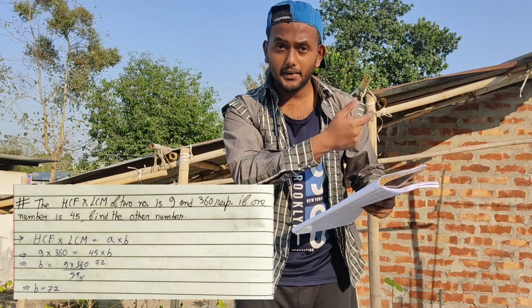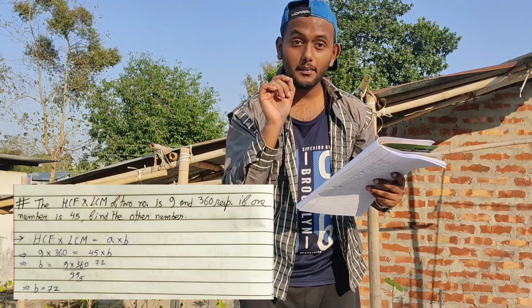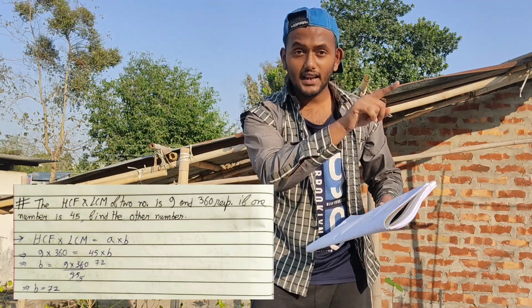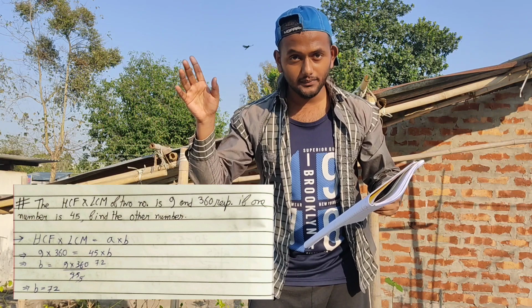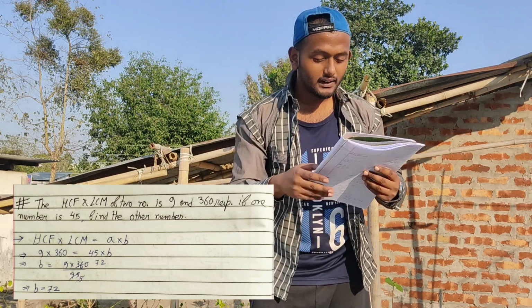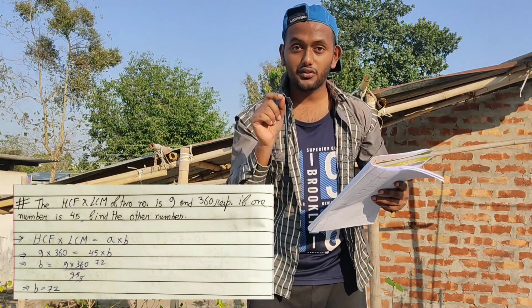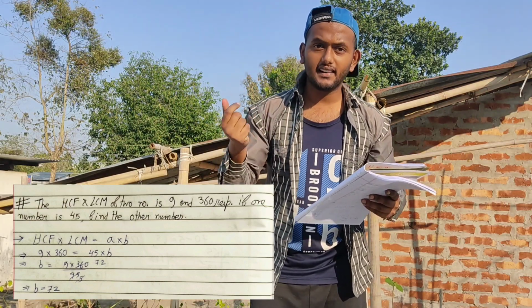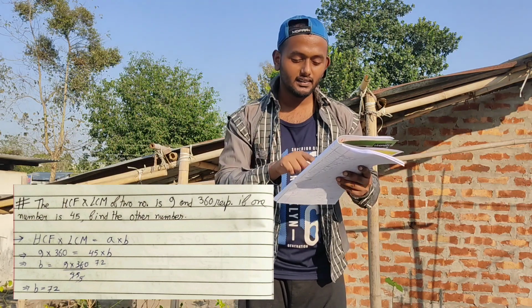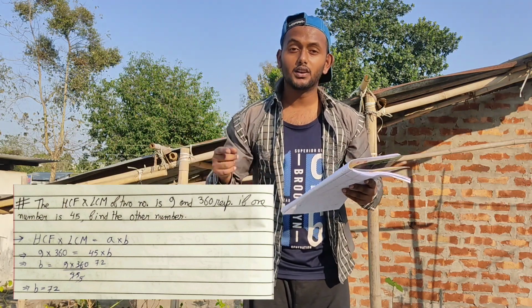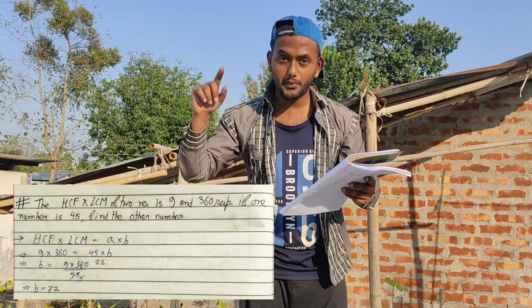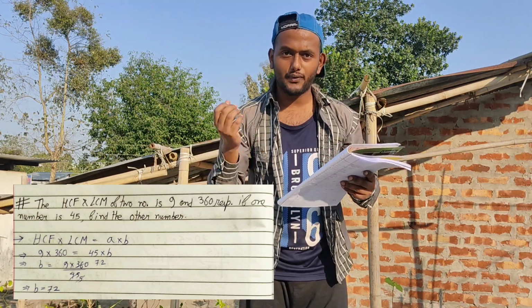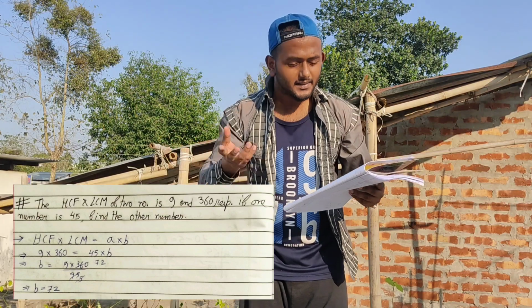Now what is the LCM? LCM is 360 and HCF is 9. So HCF into LCM is equal to A into B. So 9 into 360 is equal to 45 into, let the other number be B. That means one number is 45 and the other number is B. So 360 into 9 is equal to 45 into B. So we can easily manipulate it and find the value of B. Okay.